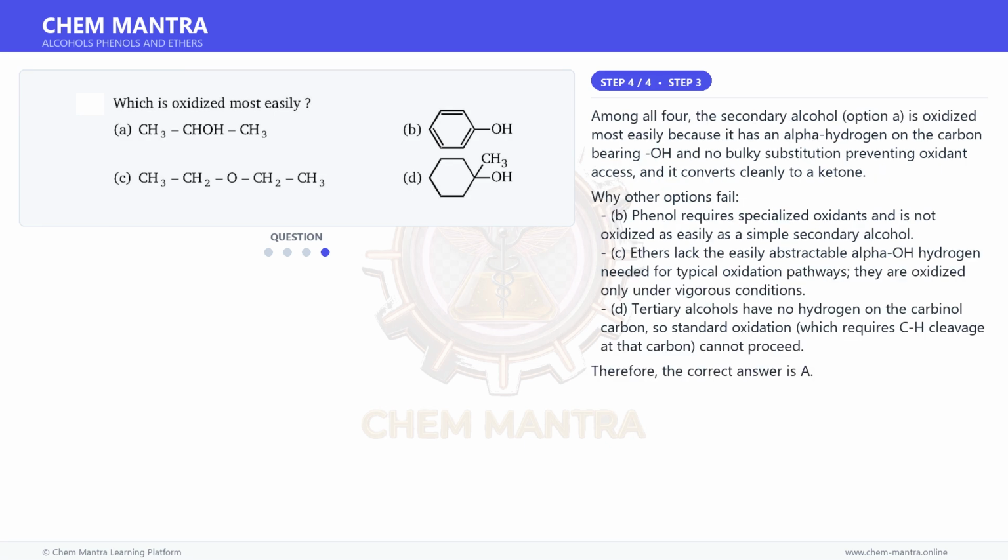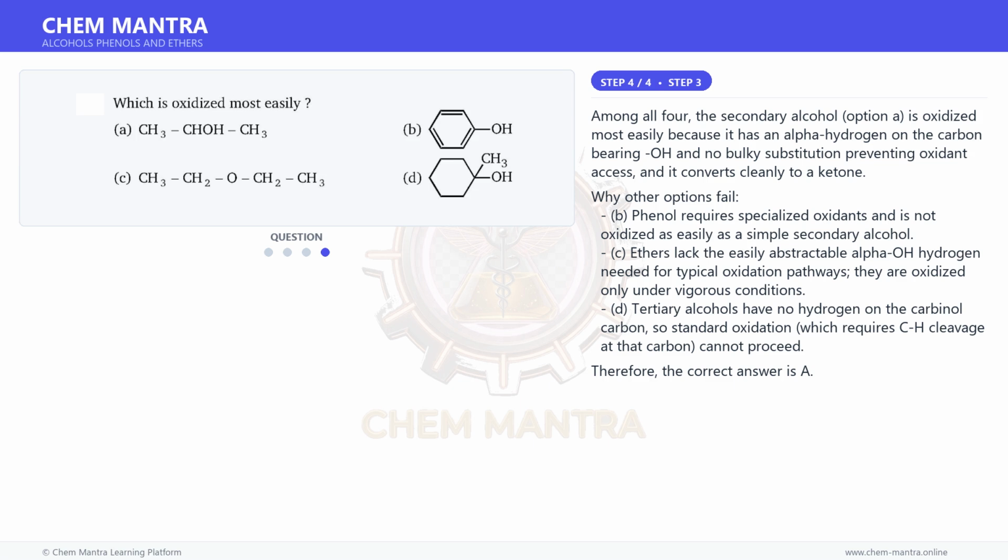And for the final step. Among all four, the secondary alcohol, option A, is oxidized most easily because it has an alpha hydrogen on the carbon bearing OH and no bulky substitution preventing oxidant access, and it converts cleanly to a ketone.